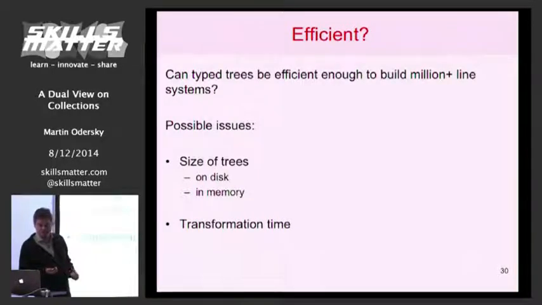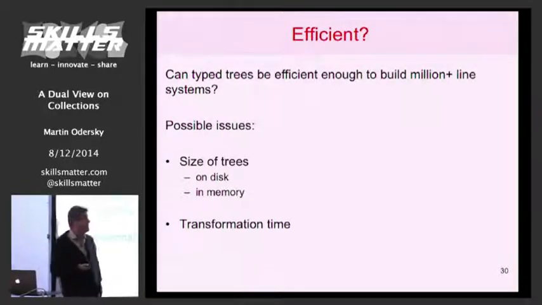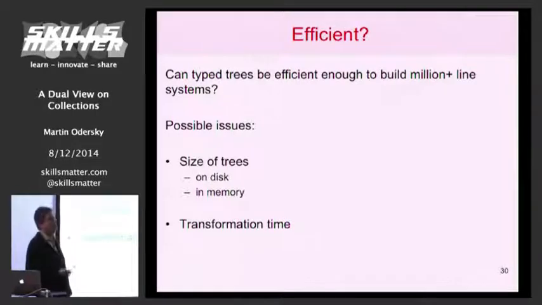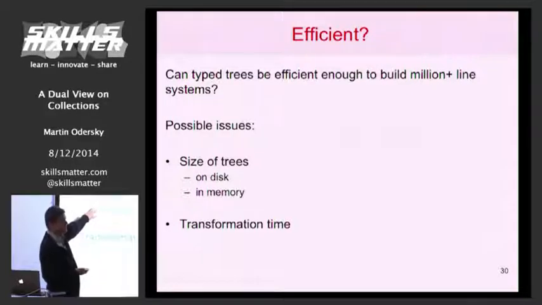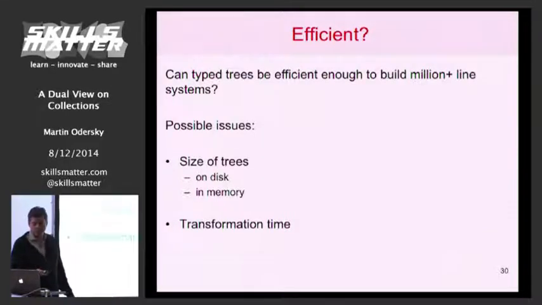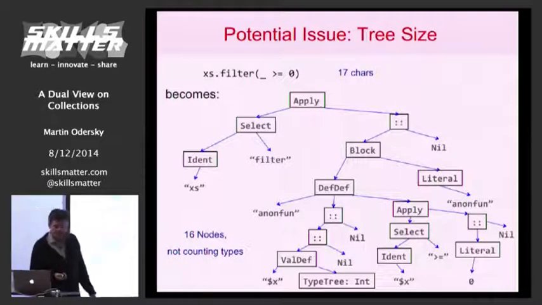Is it efficient? Well, there could be some issues, because after all, these type tree transformers will be pretty heavily used. You could have a system of 1 million lines or more. So the possible issues is, how big will these trees actually become on disk and in memory? And how long would it take to actually compile these things to bytecode? So tree size is a potential issue.